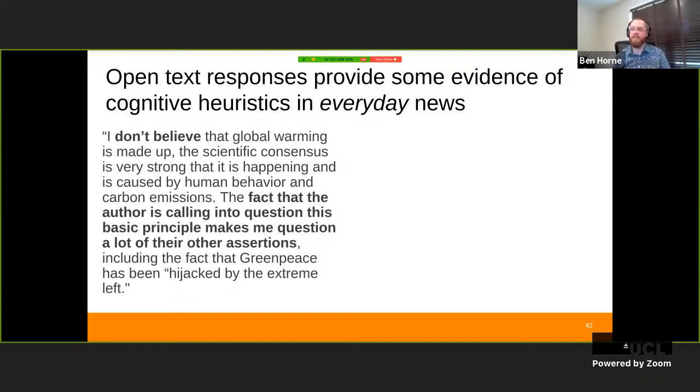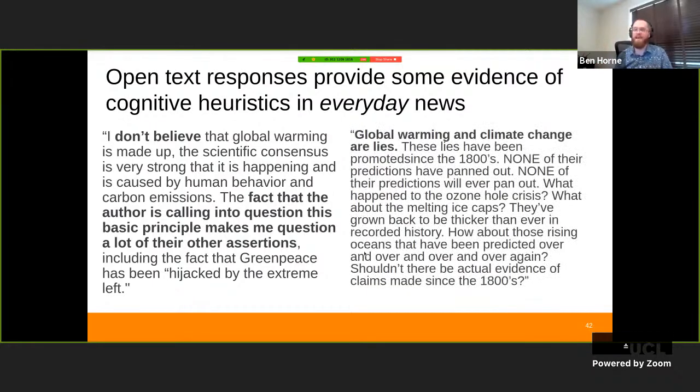And again, this is maybe not going to explain this very well, but it gives you some pointers to some explanations. So in the open text responses in the everyday news category, we definitely see lots of evidence of these cognitive heuristics happening. For example, this one's on an article about climate change, saying, I don't believe that global warming is made up, and you see the scientific consensus is very strong. So they're using past knowledge alignment and past belief alignment. You can also see the opposite side, that right away global warming and climate change are lies, and then a long spiel about various conspiracy theories and incorrect facts that they're relying on. So this is aligning with confirmation bias, and this happens a lot in the everyday news category.